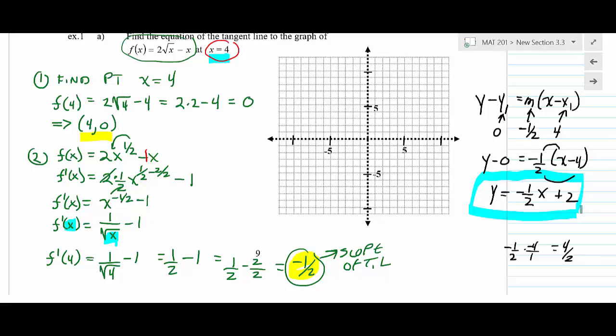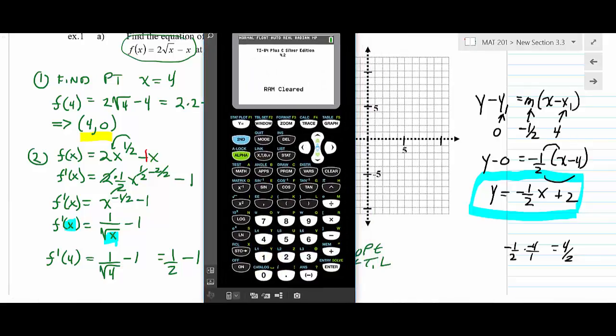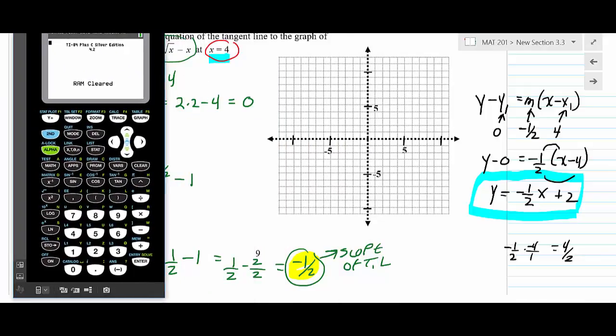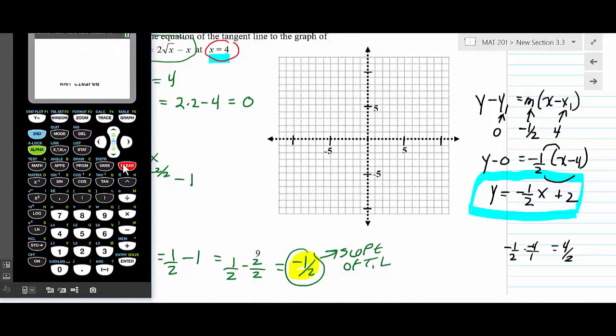You're going to work with a lot of tangent lines for further applications. So what I'm going to go ahead and do now is put in the function and graph it. And you can just kind of draw a sketch. You can do this with me if you want to.